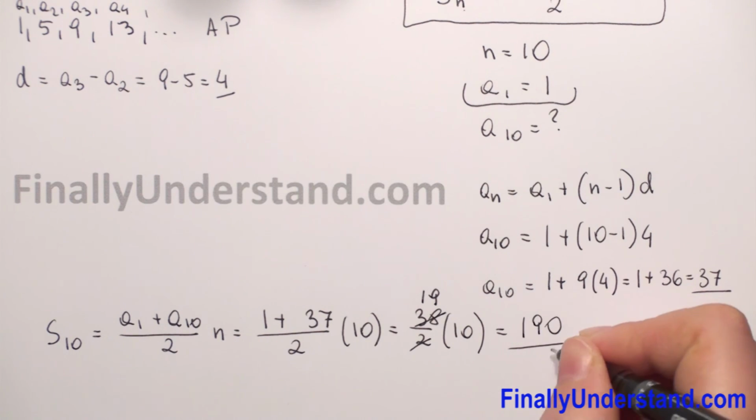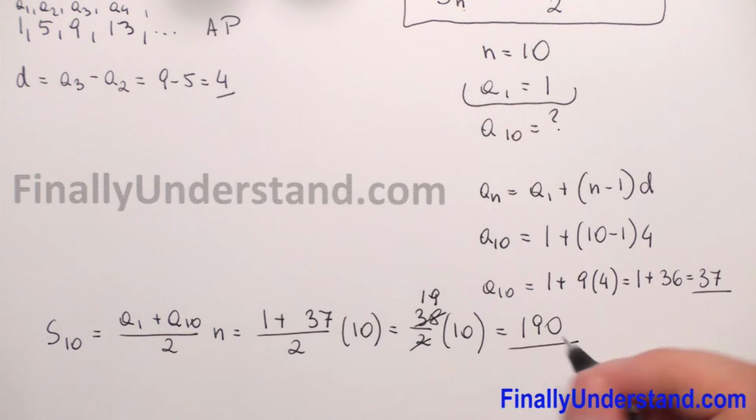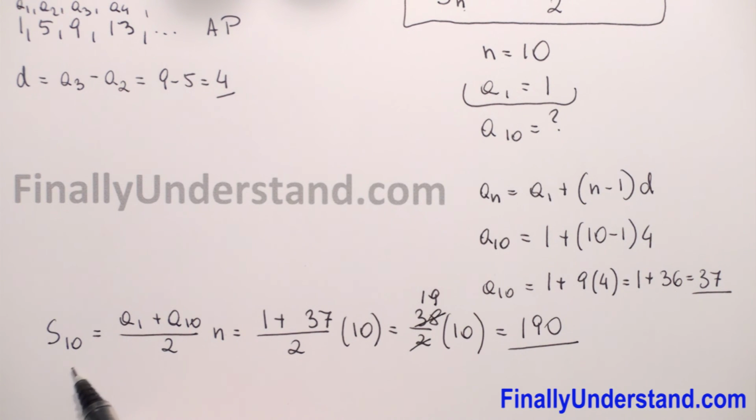So we found the sum of the first 10 terms of our arithmetic progression. This is my solution.